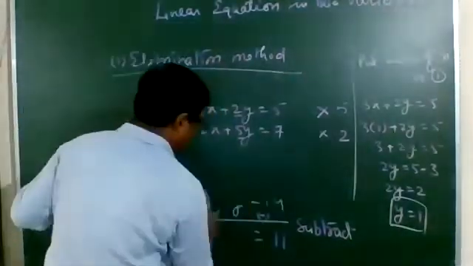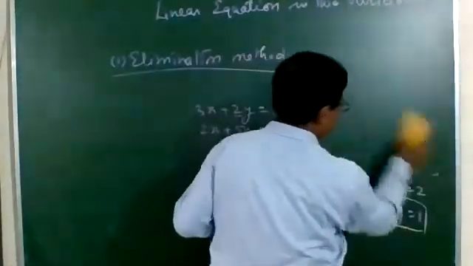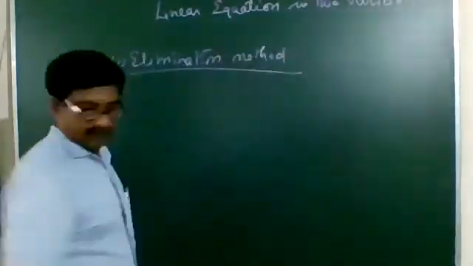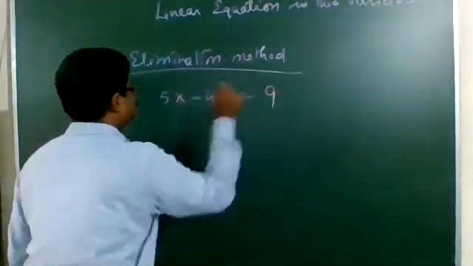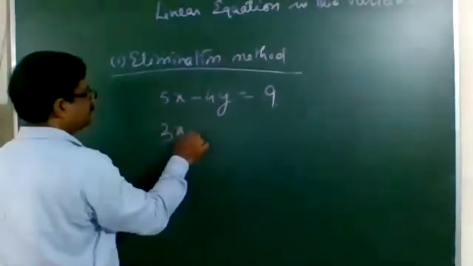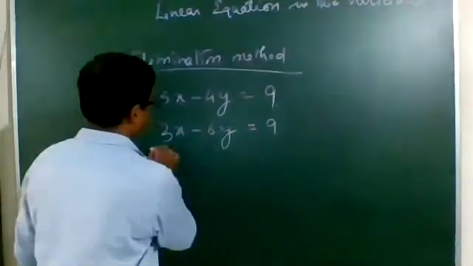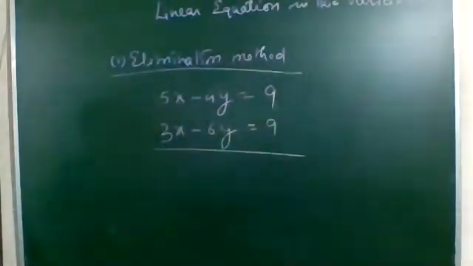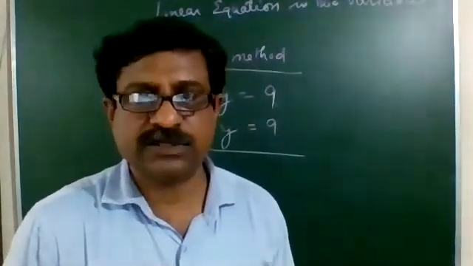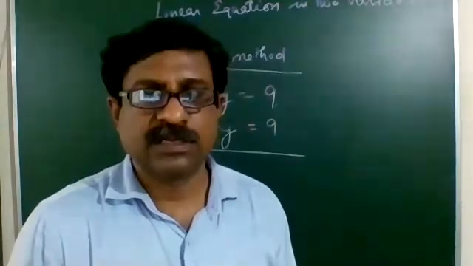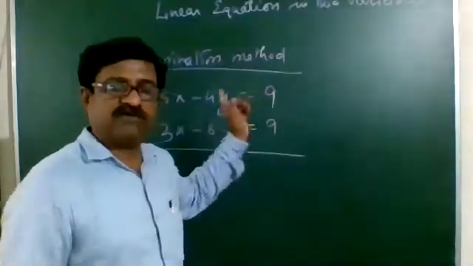The method is the same, the elimination method. Here practice the question maximum. Suppose I am writing 5x minus 4y equal to 9 and 3x minus 6y equal to 9. The two equations we have already got. Procedure is the same. We multiply the coefficient of the second equation in the first one and the first equation in the second one.